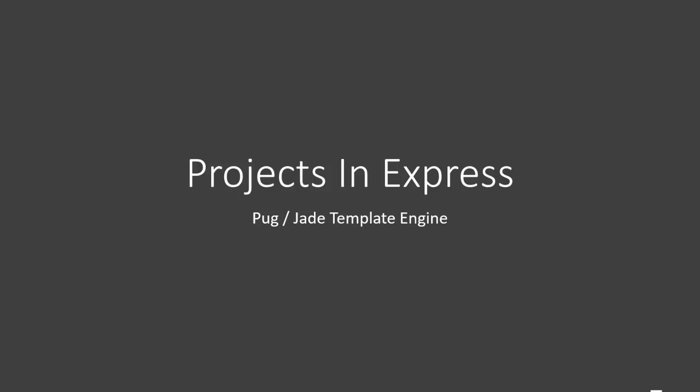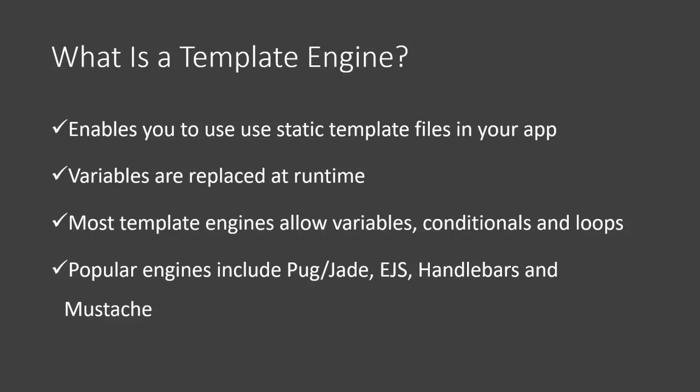Alright, so in this project we're going to be working with the Express generator, which will basically generate an Express boilerplate application. So we're also going to be working with Pug, which is a Node.js template engine. So we're going to talk a little bit about that before we start the project. So first off, what is a template engine? Well, template engines enable you to use static template files in your application. So rather than create a separate template layout for every single route and every page, we can use a template engine to generate our layouts.